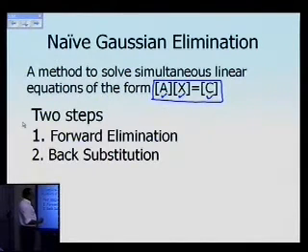Now, for Gaussian method, there are two steps. One is forward elimination, and the second one is followed by back substitution. What you do in forward elimination is basically to take the coefficient matrix and you reduce it, take the equations and you reduce it such that the coefficient matrix becomes upper triangular.